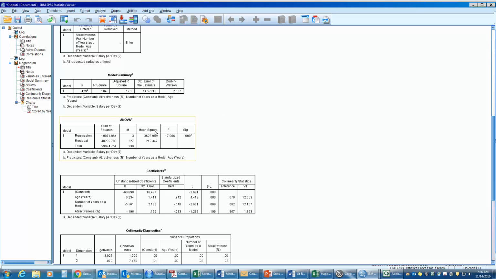The next box that we look at is the ANOVA box. We may be interested in looking at the significance of this model, and we do find it to be significant, the F ratio. If you understand this, this is the regression or variance accounted for, this is the unaccounted for variance, and this is the total. So this plus this is this.